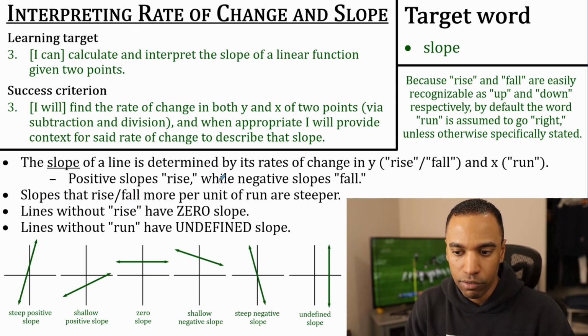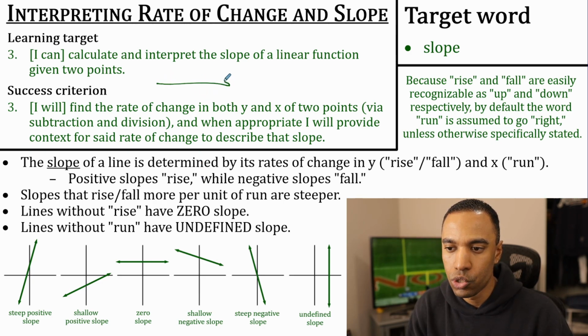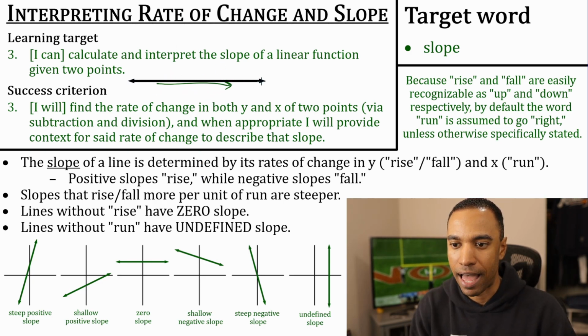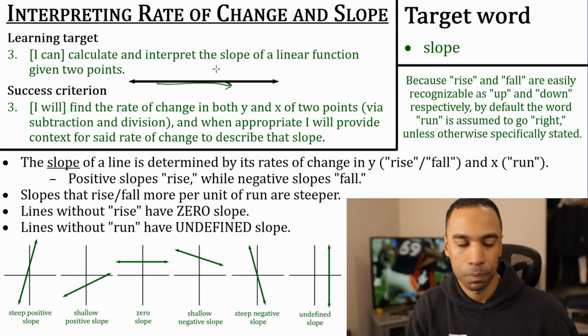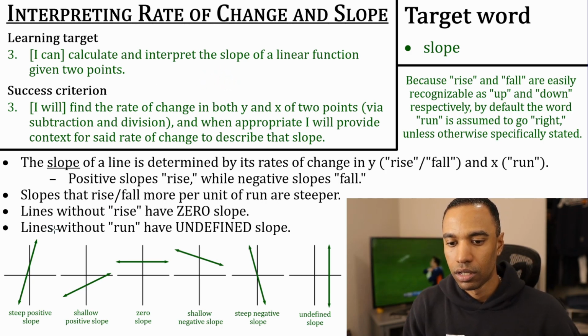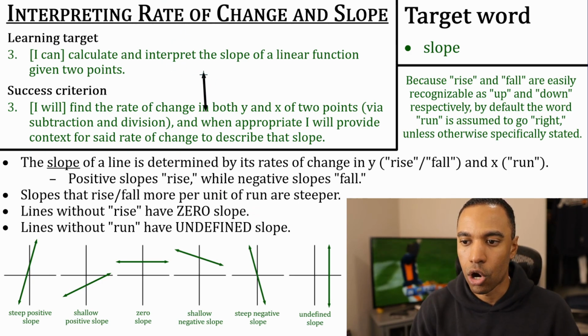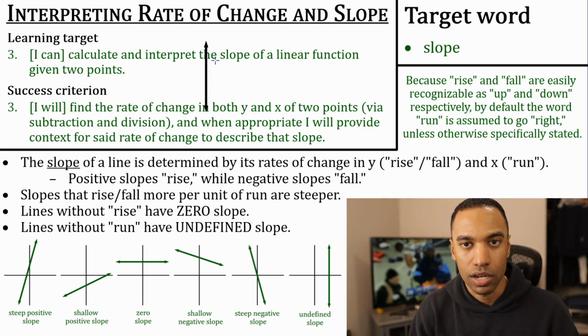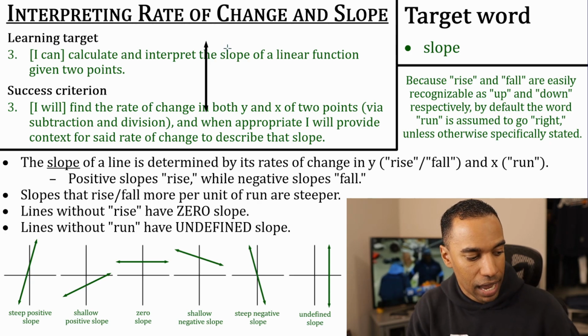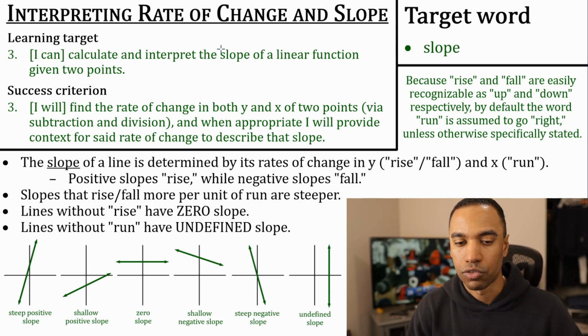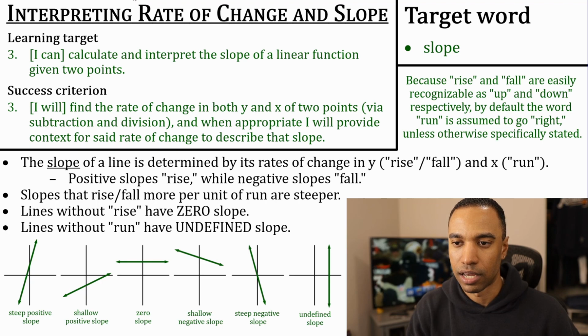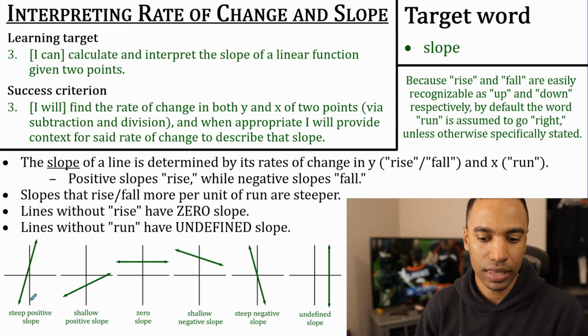Lines without any sort of rise have what's called a zero slope. So if I only run and do not rise, and my line just goes flat like that, that is a zero slope. Lines without run have what's called an undefined slope. So if it's all rise, no run, it's undefined. I'm going to dive into that a little bit later as far as how we can know that for sure down the road. So let's look at these right here.